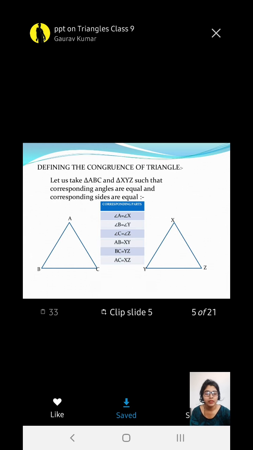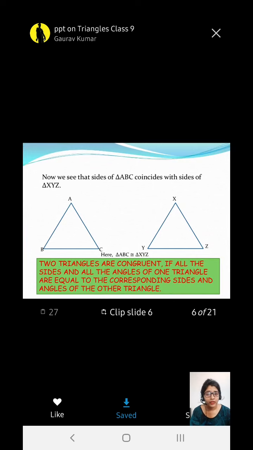What we'll see in the next slide is that triangle ABC completely coincides with triangle XYZ. All the things in the triangles are equal. This means that they will coincide with each other, which in turn means that triangle ABC corresponds to triangle XYZ. The symbol you see between the two triangles ABC and XYZ, the two equal to signs and the sign of similarity, is the sign of congruence.